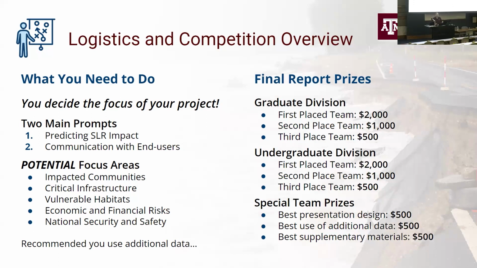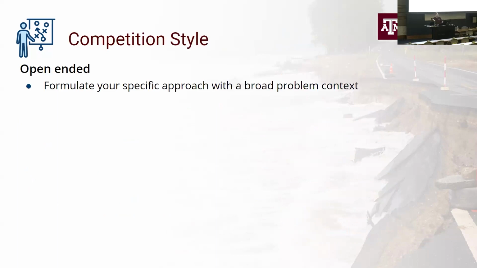Also on the screen, the prizes. If you are in the undergraduate track, then you have a separate prize from the graduate track. So we will be handing out two first place prizes, undergraduate and graduate separately. And then we have additional prizes for best presentation design, best use of additional data, and best supplemental materials. And this is in addition to the midpoint project. The midpoint event, you can submit something through the midpoint, a one page or one graphic summary, and that is a separate prize.